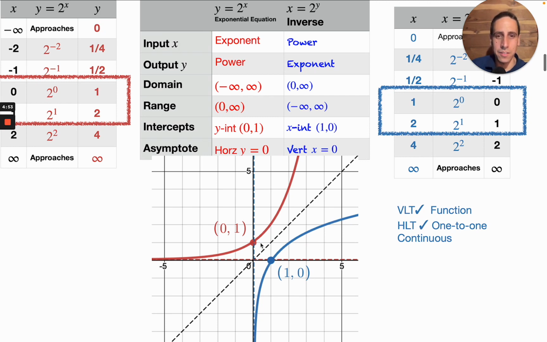The vertical line test, yes, this blue function here passes the vertical line test, and it passes the horizontal line test. So that means not only is it a function, but it is also one-to-one, and there it is. We also can say that it's continuous. You can draw it with one swoop of your pencil.